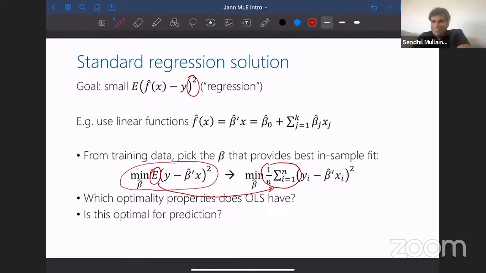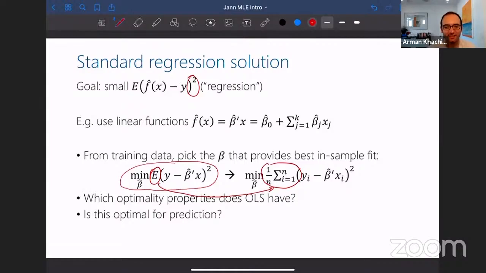Sendhil, what do you know? Sure, I was going to say, surely somebody will want to dive in and answer Jann's question. What optimality properties does OLS have here? Someone take one for the team. I mean, someone's got to break the ice.